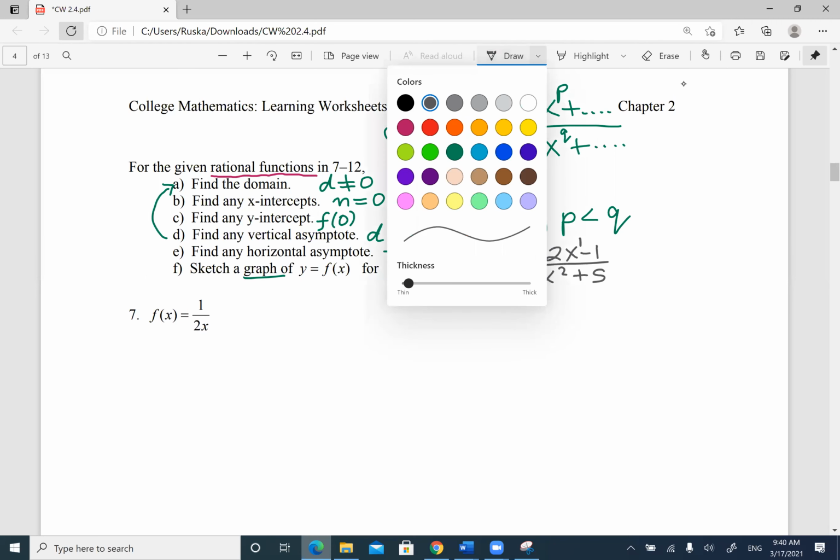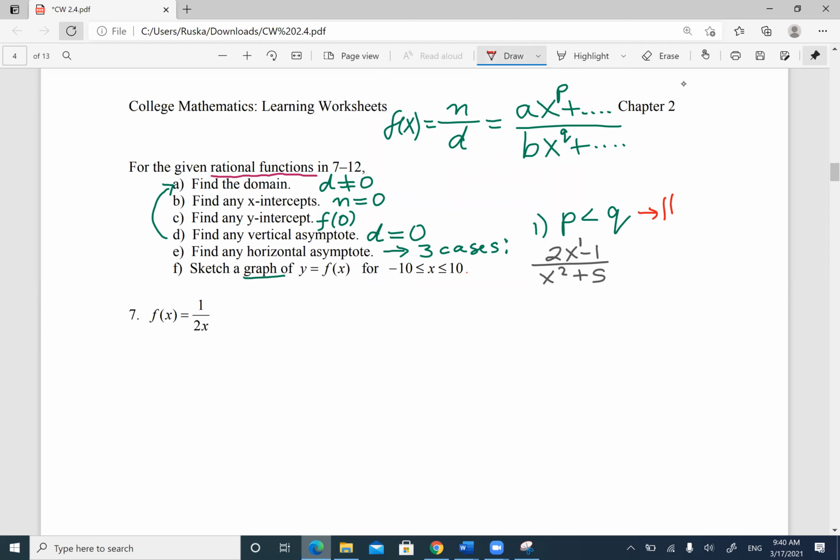So if this is the case, if the exponent up is smaller, then the horizontal asymptote is going to be y equals 0. Always, y equals 0. That's your horizontal asymptote.